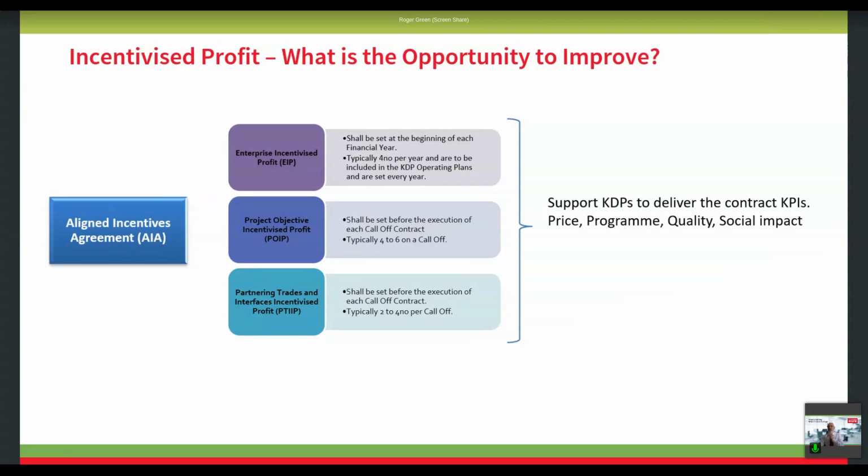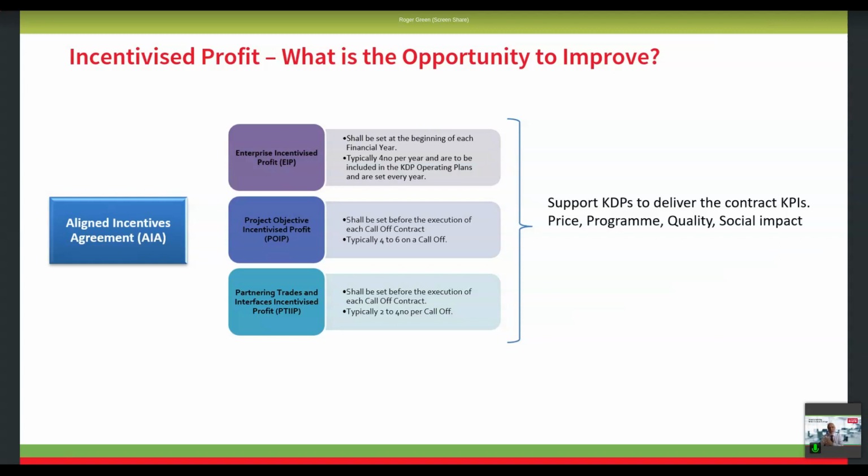What are the KPIs? The KPIs are 3 KPIs that we have as key delivery partners that we will then be passing down. If you remember earlier, we talked about the PPPs. They have an aligned incentive agreement, and each one of these, so we have 3. One is at an enterprise level, one is a project objective specific, and the other one then is partnering trade. So where we are partnering against another KDP, we have an incentivization around that.